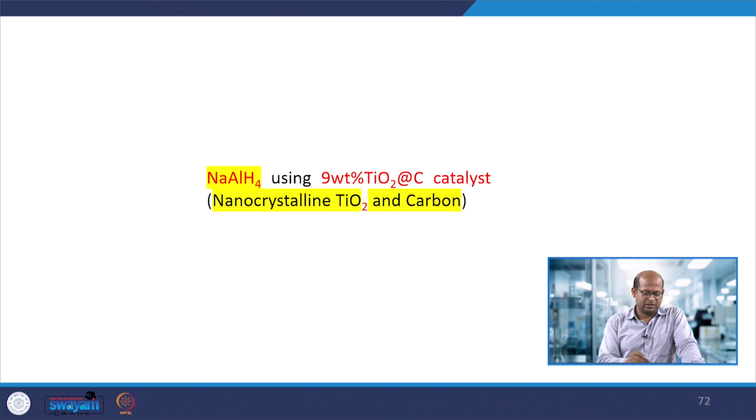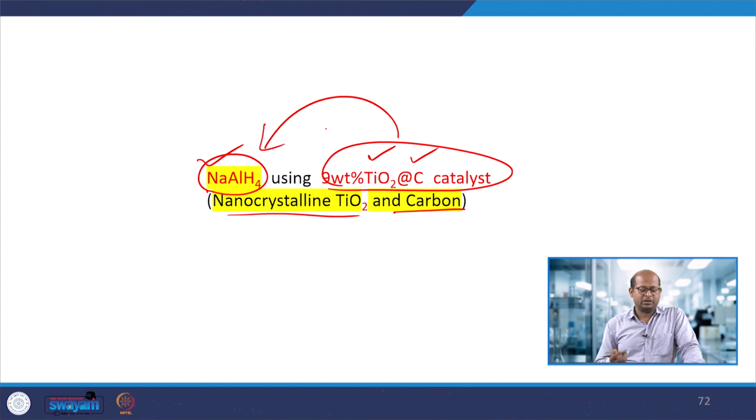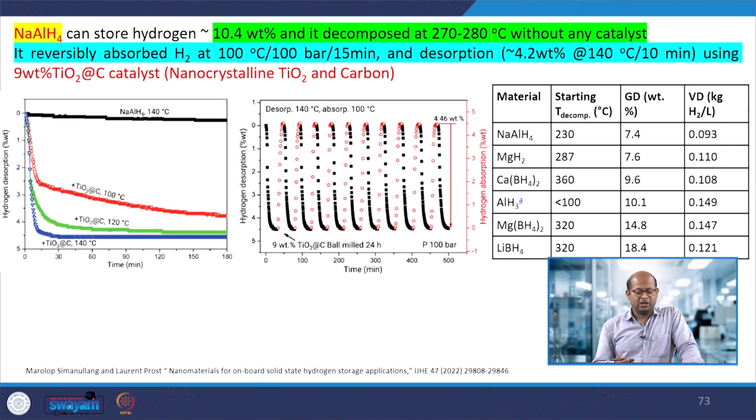Okay, so next is sodium aluminum hydride, another complex hydride that can be used as a hydrogen storage material. With that, TiO2 carbon, nanocrystalline TiO2 and carbon, can be used as a catalyst or additive with this type of metal hydride or complex hydride, which can also store good amounts of hydrogen reversibly. So here you can see the desorption amount of hydrogen.